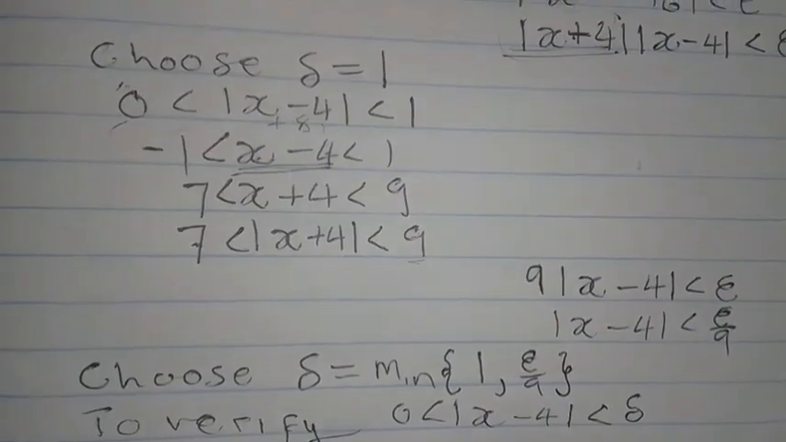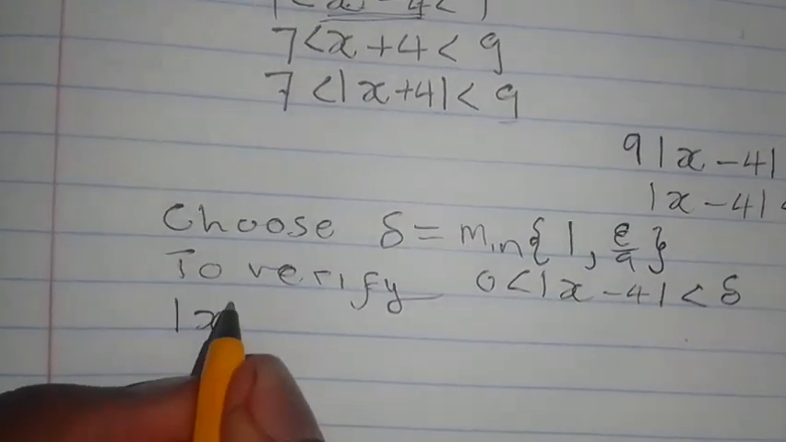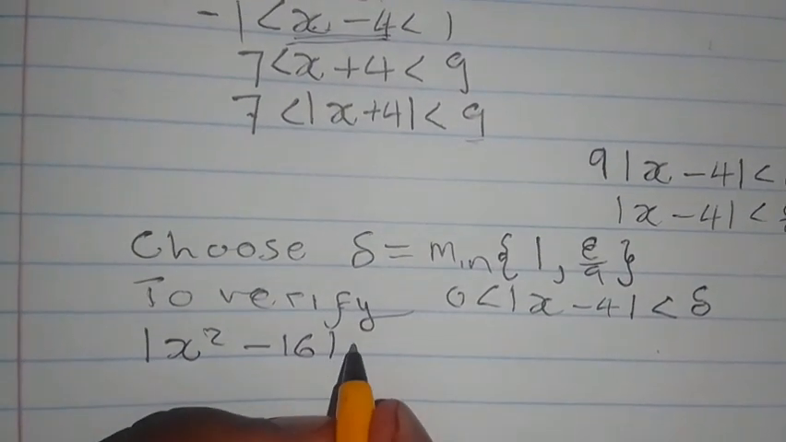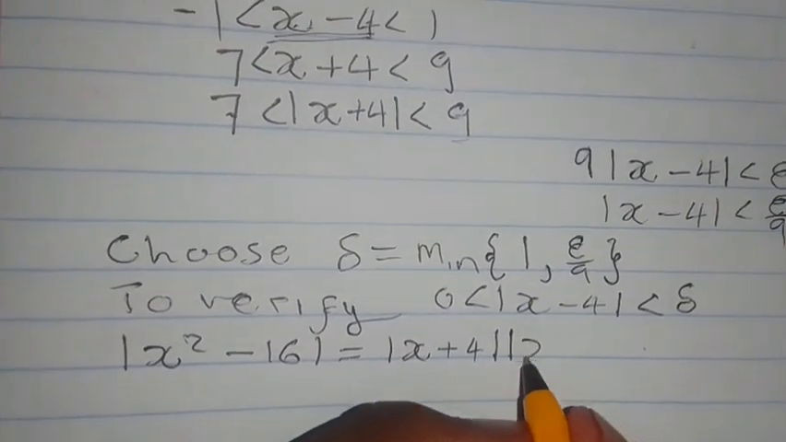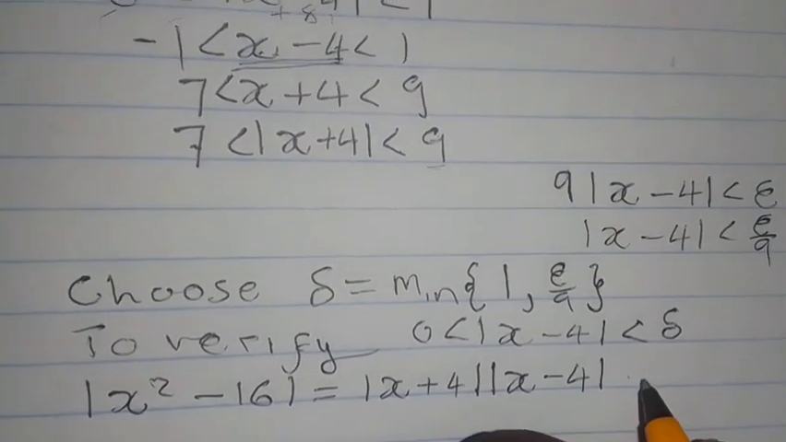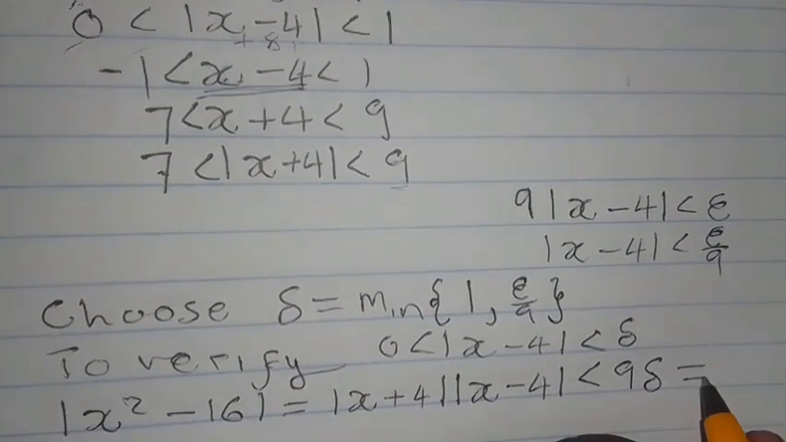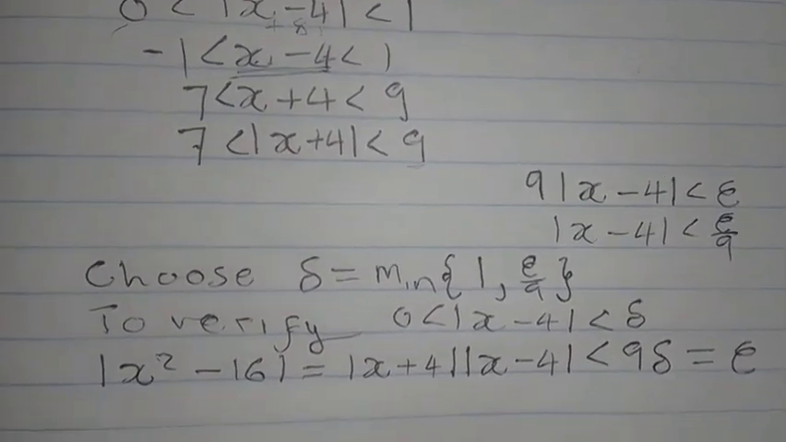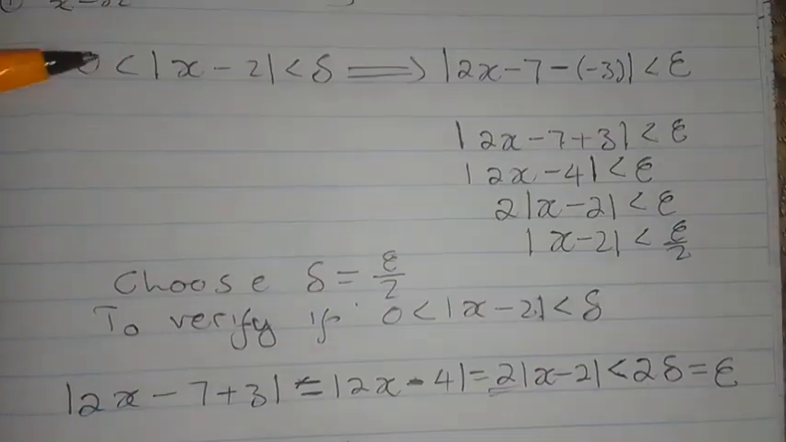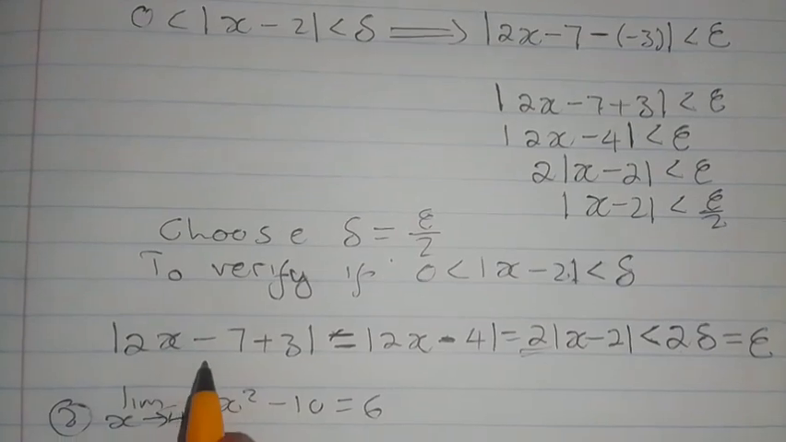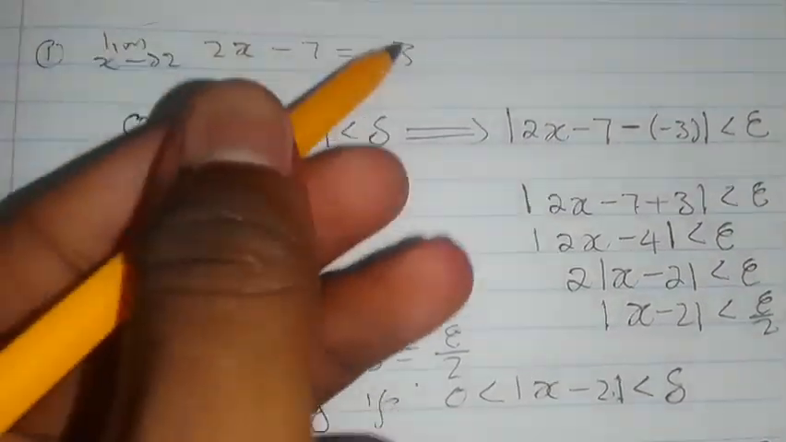We need to go back to our function, which is just the absolute value of x squared minus 16. And this will technically be the absolute value of x plus 4 multiplied by the absolute value of x minus 4. And this will be less than 9 delta, and this will be equal to epsilon. And then you have verified. And technically, whenever you are done here, if you verify this thing, let me go back to the first example. You can then conclude, therefore, by the precise definition of a limit, and then you rewrite that this statement holds true.